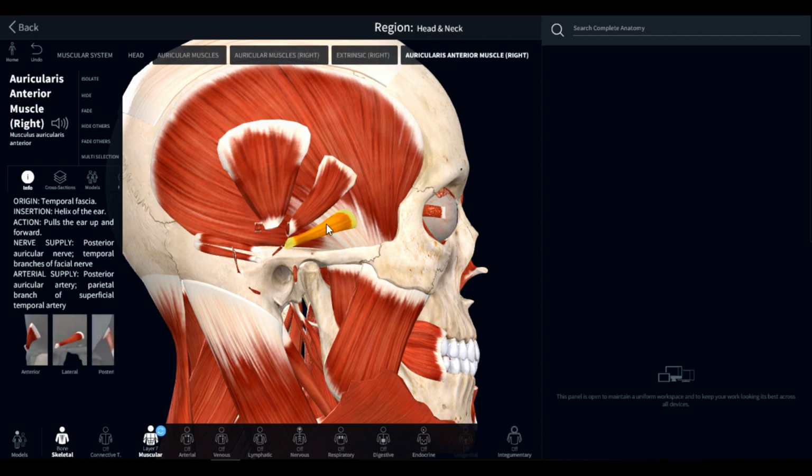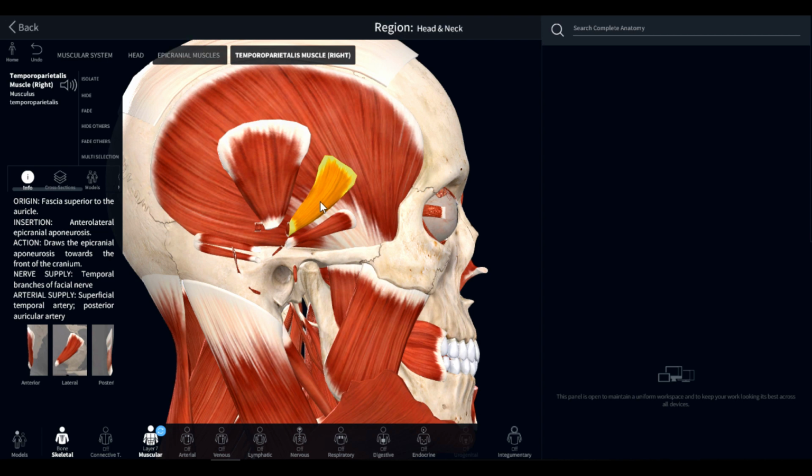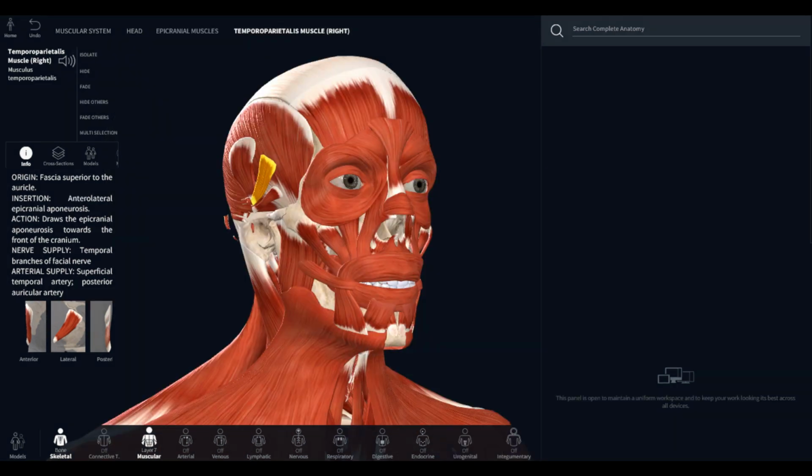Now the final muscle in this video I'd like to discuss is this muscle, known as the temporoparietalis muscle. Now, the temporoparietalis muscle has a nerve supply by the temporal branch of the facial nerve, and it also has an arterial supply by the superior temporal artery. With that being said, that is all the muscles of facial expression covered.